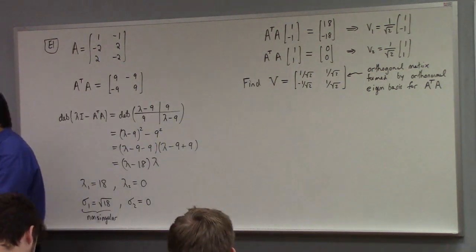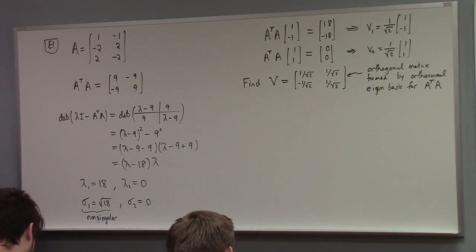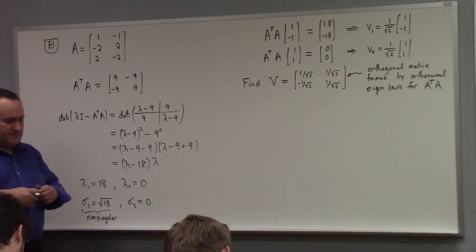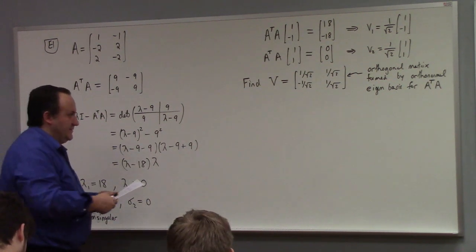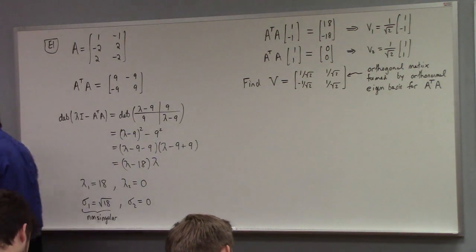Why can we always do this? Why can we be assured that such an eigenbasis exists when we're doing this calculation? A transpose A is symmetric. Very good. A transpose A is symmetric, and as such, it is orthonormally diagonalizable. That's a mouthful, right? So then what?